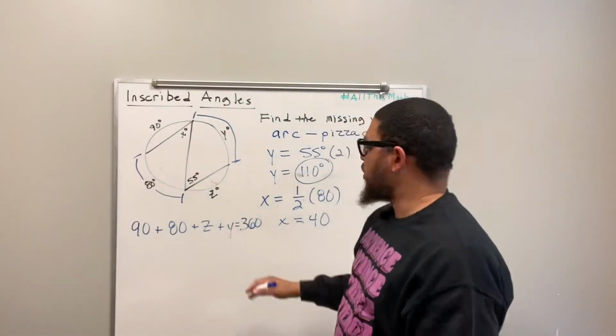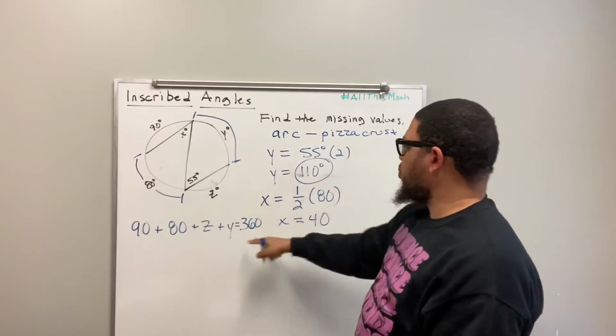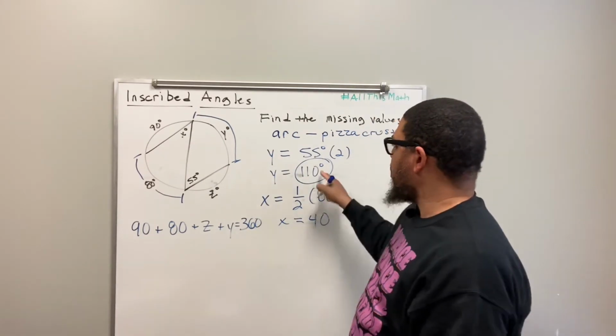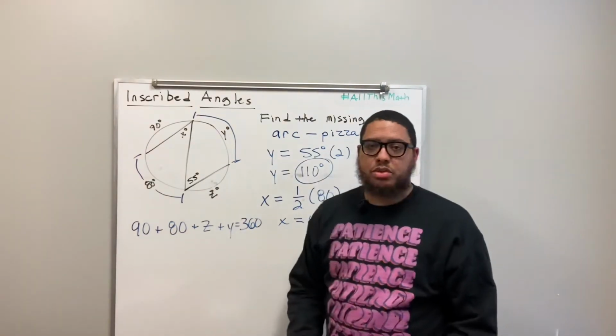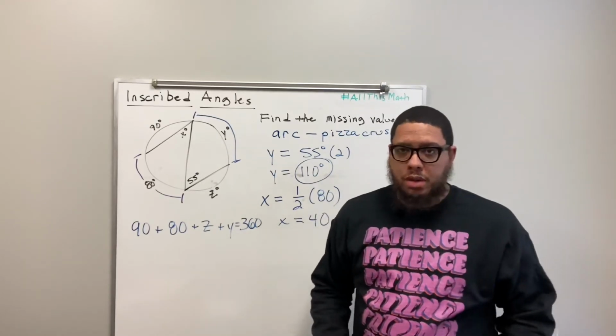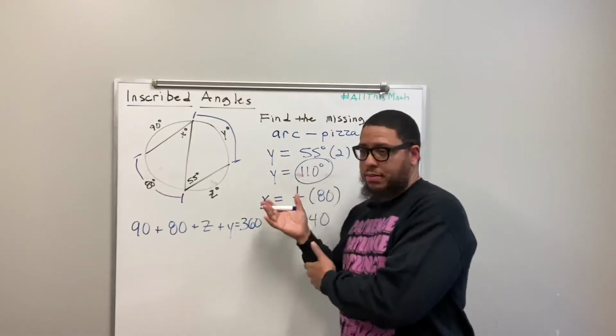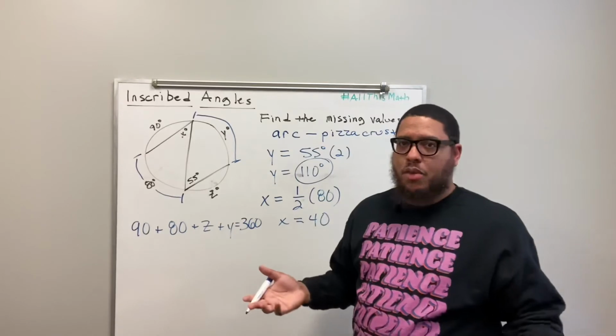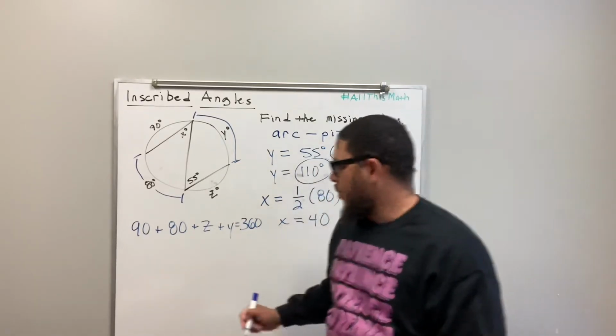But actually, before I even simplify it, I don't need to use y because I know what y is. We only use variables to represent values that we don't know. But because I know what y is, I don't need the letter Y. I just use 110. So now I'm going to rewrite it.